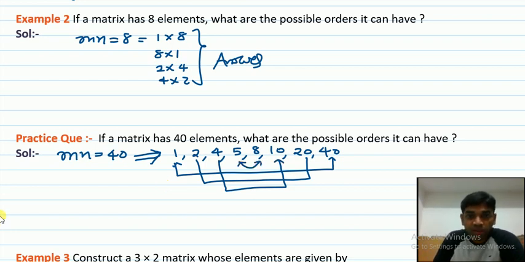So finally we get 1 into 40 and 40 into 1, that is 2. 2 into 20 and 20 into 2, that is again 2. 4 into 10 and 10 into 4, again 2, and 5 into 8 and 8 into 5.